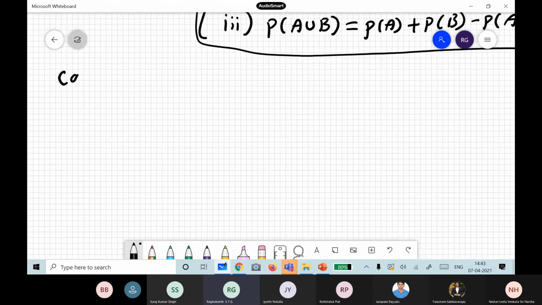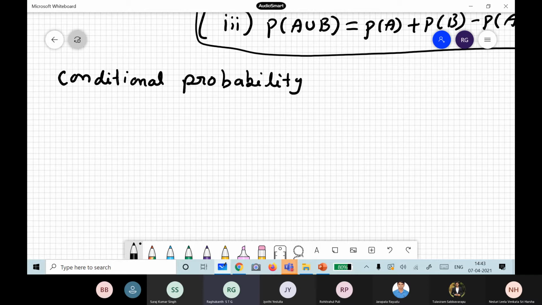Now we also have what we call conditional probability. This is a very important concept. Now what is conditional probability? This is also probability only, but with respect to a restricted sample space.